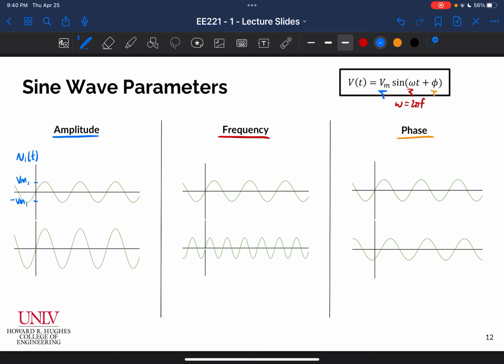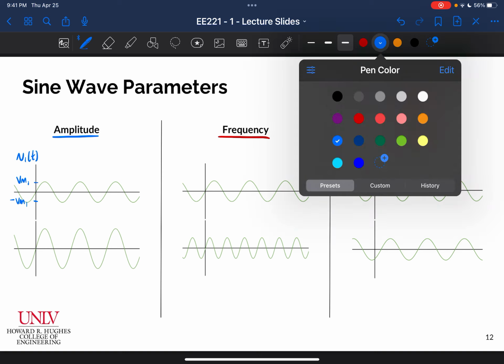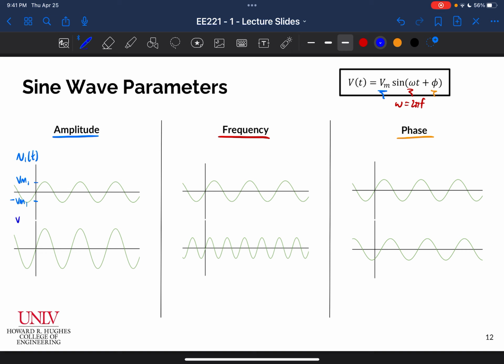We can see that. Okay, let's call this second one, let me go to a darker blue, we'll call it V2 of t. And this one has a different amplitude. We can see visibly that the amplitude of the second sine wave is larger than the first sine wave. So I'll call this Vm2, and we'll call this minus Vm2. And then I hope you agree with me if I say that Vm2 is greater than Vm1, okay?